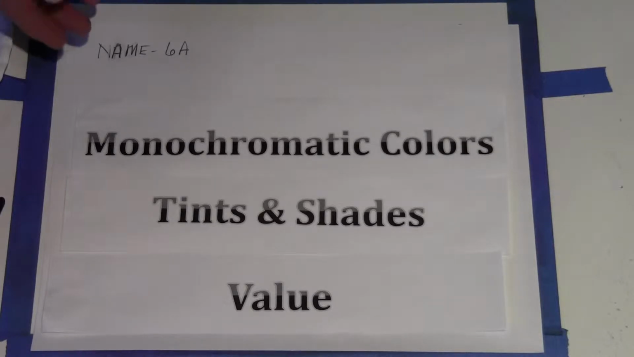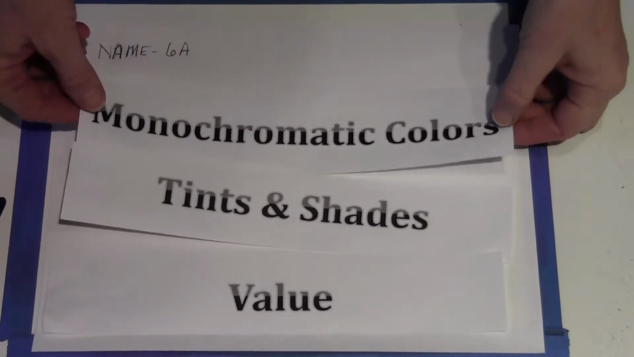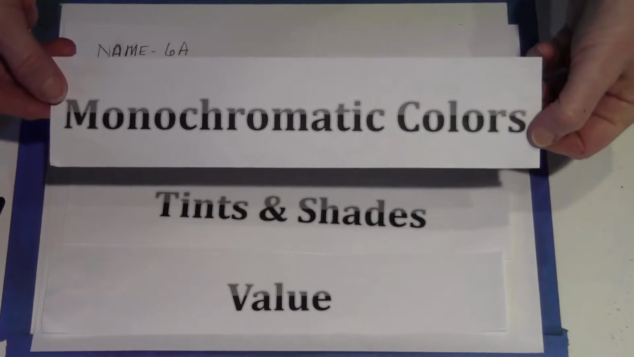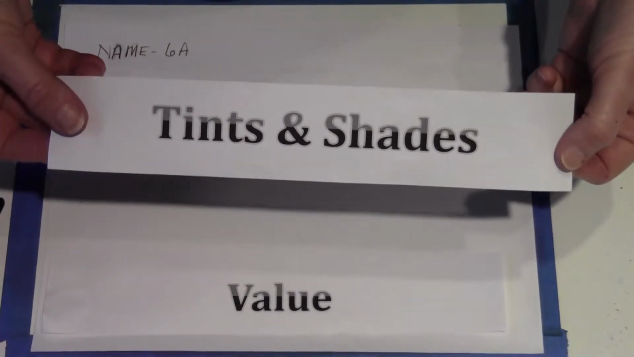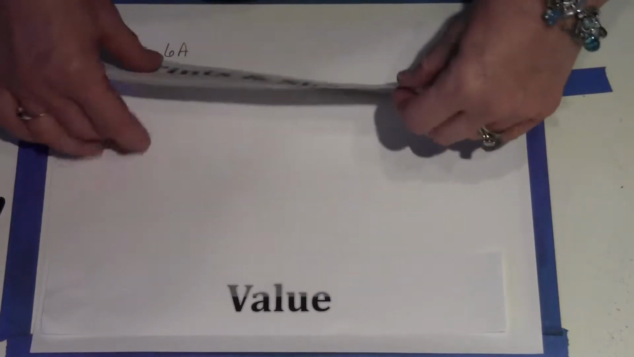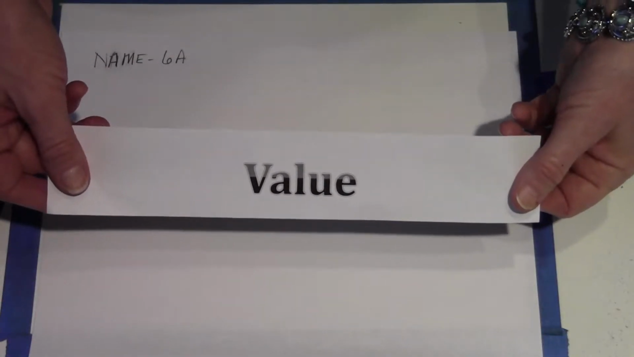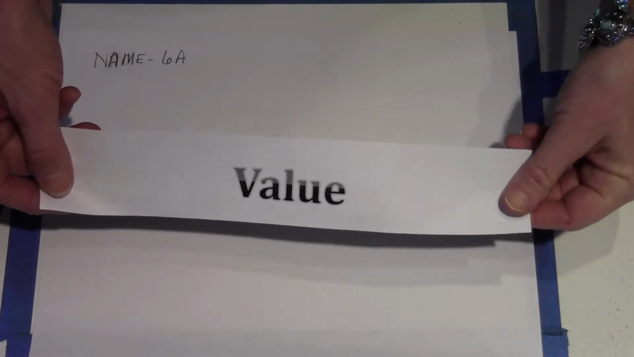We're going to continue today talking about a monochromatic color scheme that includes the tints and shades of one color. So we're actually going to end up with a variety of different tints and shades of the color red.